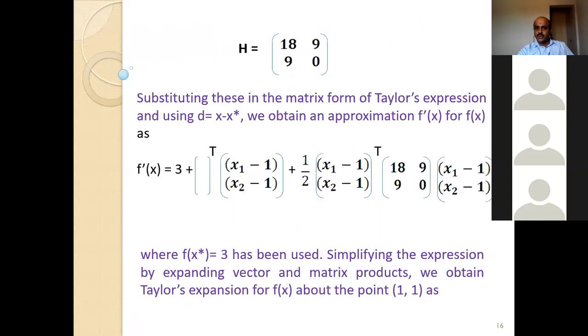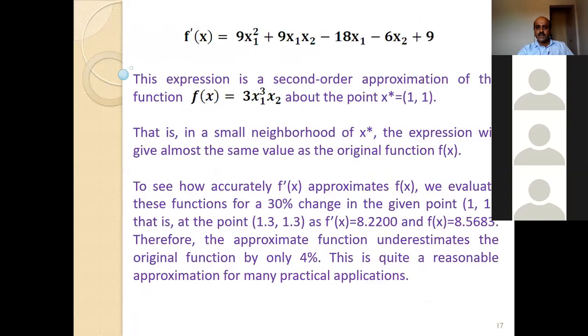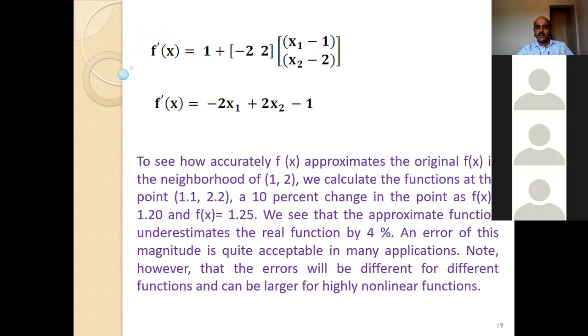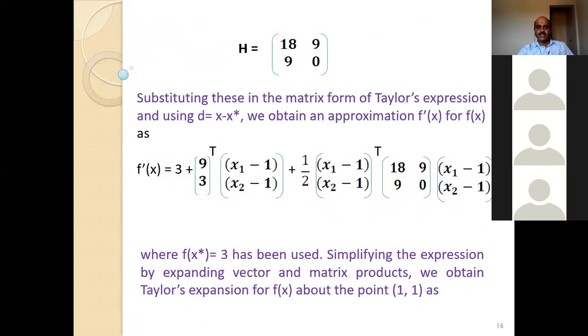Yes, sir. So now I have substituted here the first function. This is 3. This is f of x star. In the f of x function, you substitute x1 as 1 and x2 as 1, and you are going to get 3.